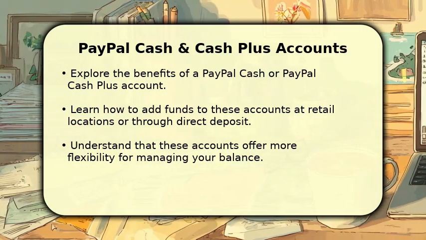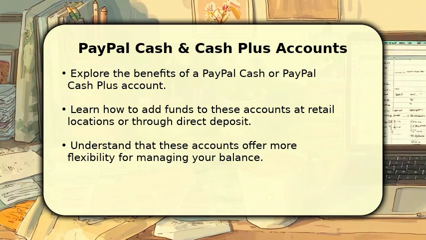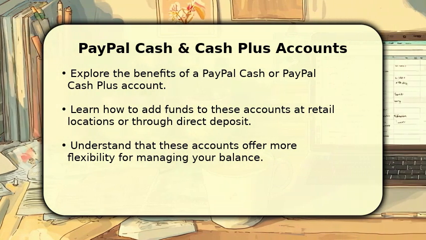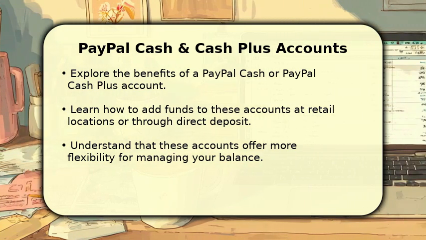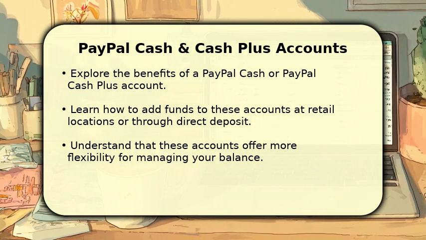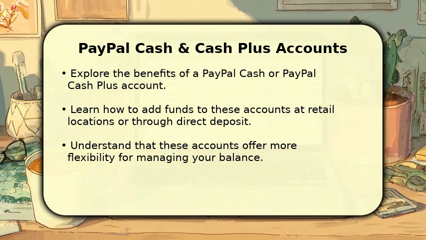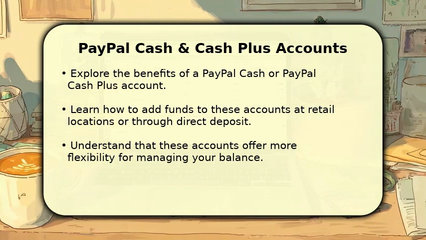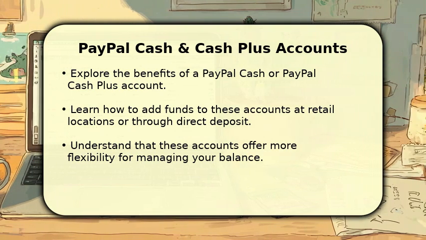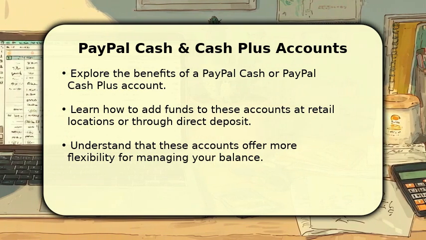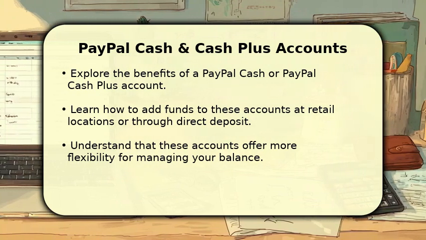For even greater flexibility, consider a PayPal Cash or PayPal Cash Plus account. These accounts allow you to add funds at thousands of retail locations, like Walmart or CVS, often for a small fee, usually around $3.95. You can also set up direct deposit for paychecks or government benefits directly into your PayPal Cash Plus account. This essentially gives you a PayPal balance that functions much like a traditional bank account, enabling you to manage your money and make payments without needing a separate bank link.